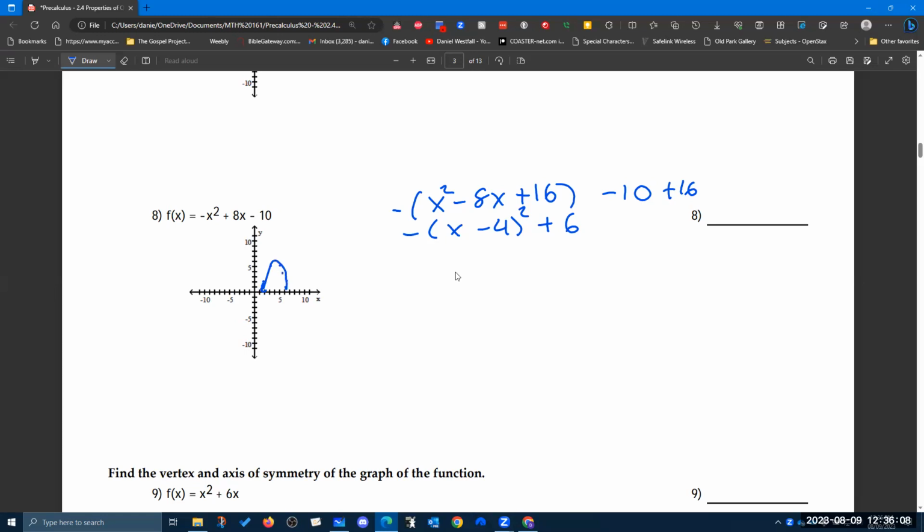All right, we'll come back next time and we'll do some more completing the square to get it in vertex form, and we'll find the vertex and the axis of symmetry with those problems.